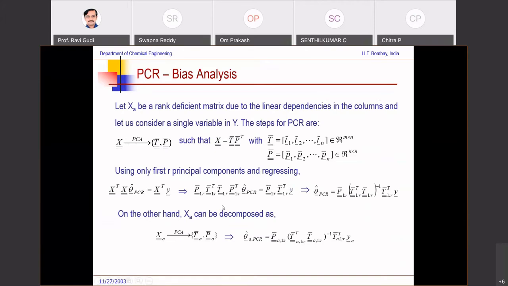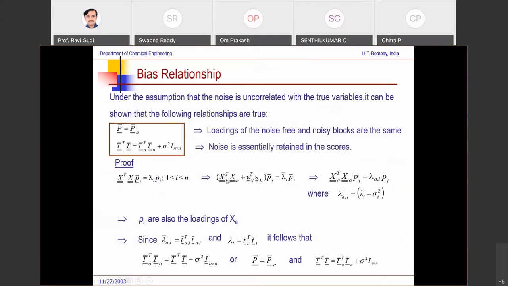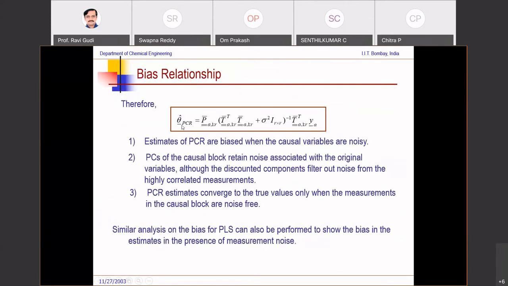But we need to, as engineers, go much beyond that and try to understand what the bias implications are, what the noise implications are, what noise does to the estimate of theta. So if I look at X, it can be decomposed in this manner. Under the assumption that the noise is uncorrelated, I can show, so just ignore all of this math, that the estimate theta can be related to the noise variance sigma square.